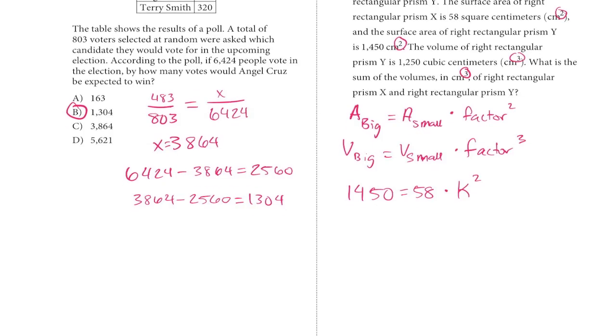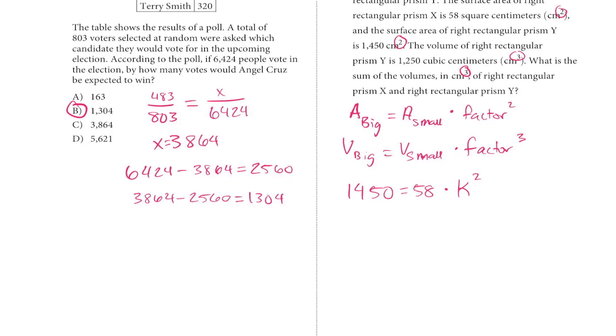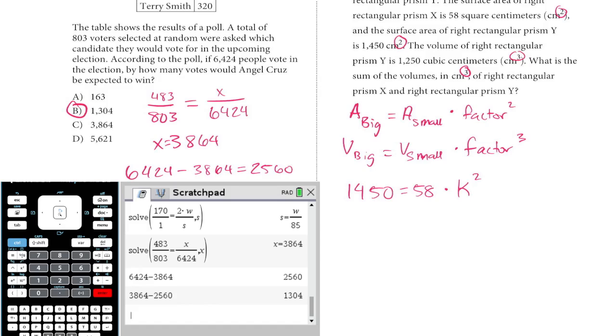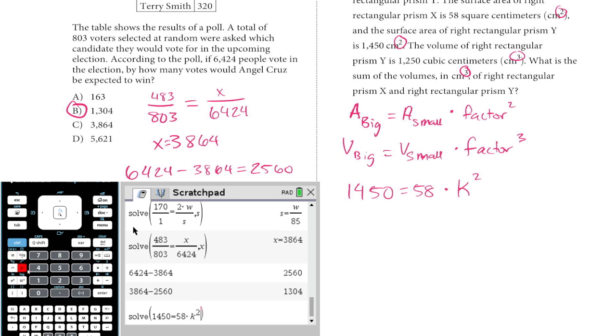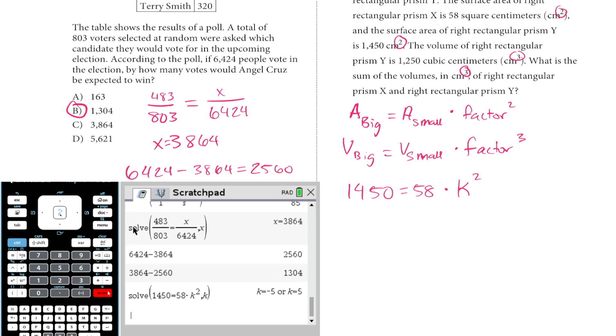So we just made an equation that we can now solve for k. So I'm going to go into our calculator, and we're going to do menu 3, 1. I'm going to do 1450 equals 58 times k squared, comma k. And it tells us that k is equal to -5 or 5. Again, we're going to deal with positive numbers here. So we get k equals 5.